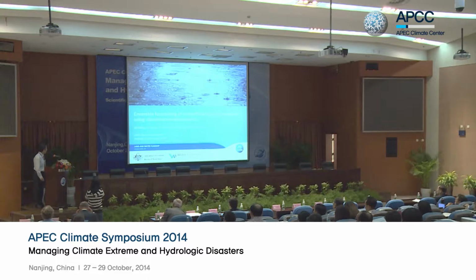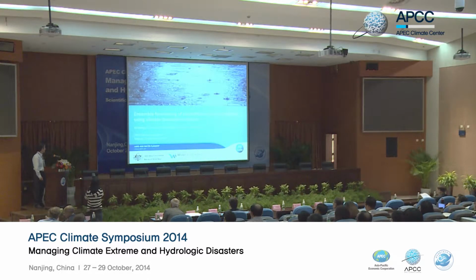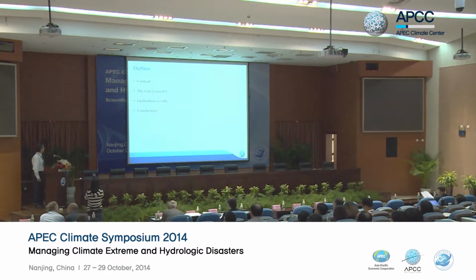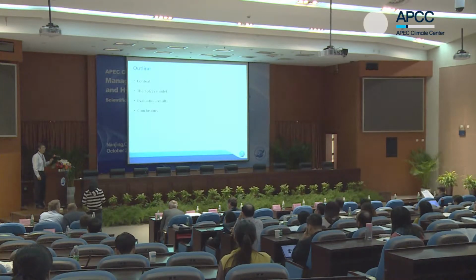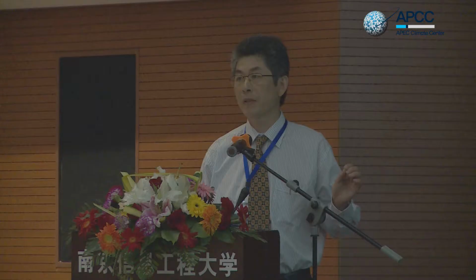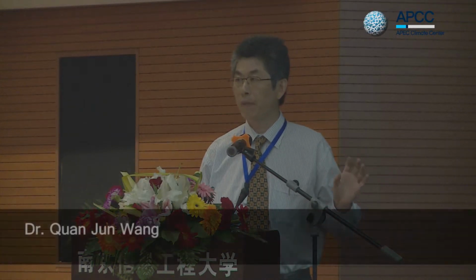So my talk is on ensemble forecasting of Streamflow out to 12 months using climate forecast as input. I'll start with a brief context, because Julian has done most of that anyway, and I'll talk about the Fox model. In particular, I will emphasize how we use the GCM seasonal forecast for Streamflow forecasts. I'll present some of the evaluation results and make some conclusions.